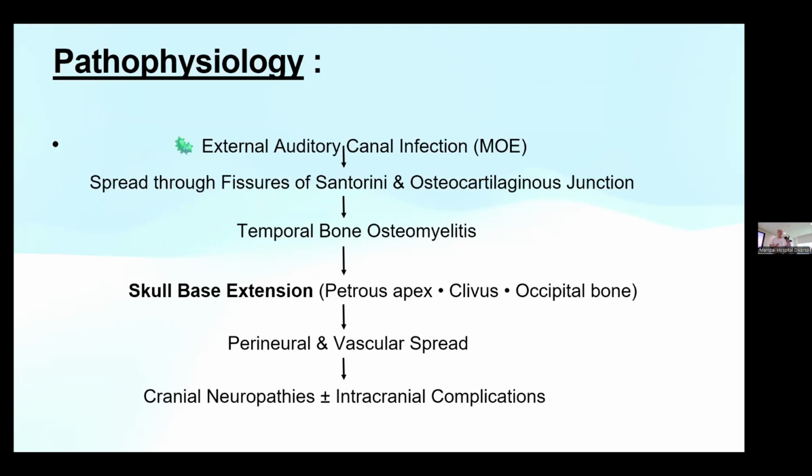So what happens? It starts as an external auditory canal infection through the fissures of Santorini and the osteocartilaginous junction. It goes on to cause temporal bone osteomyelitis. Then skull base extension, petrous apex, clivus, occipital bone. Then there is perineural and vascular spread, and in an evolving skull base osteomyelitis, it is not just the spread through these fissures. It goes on to a vascular or perineural spread. Then once the nerves are involved, there are intracranial complications.